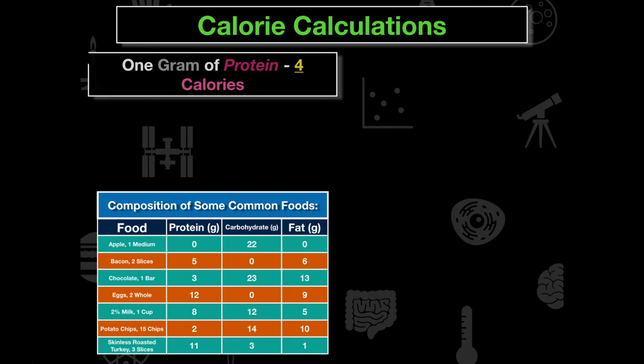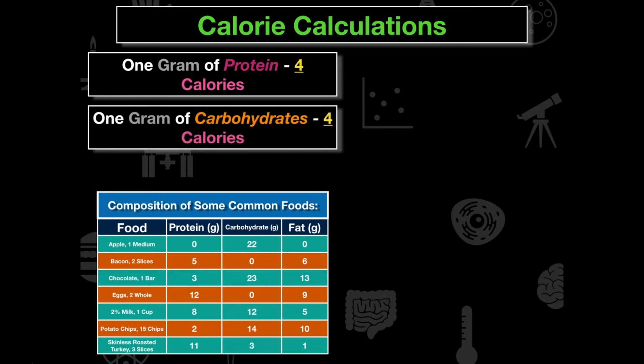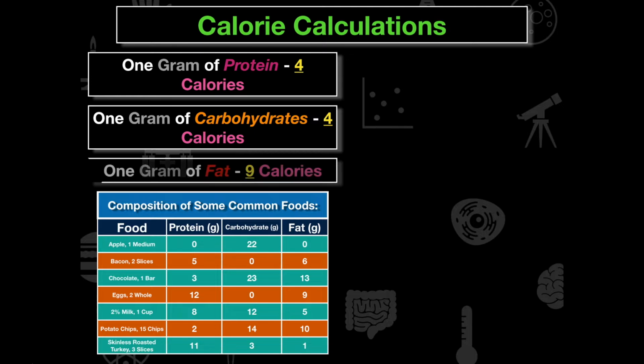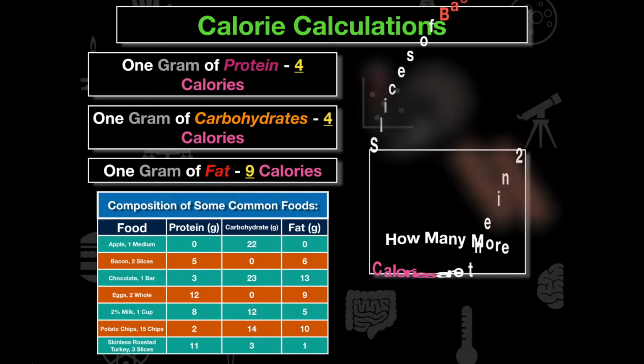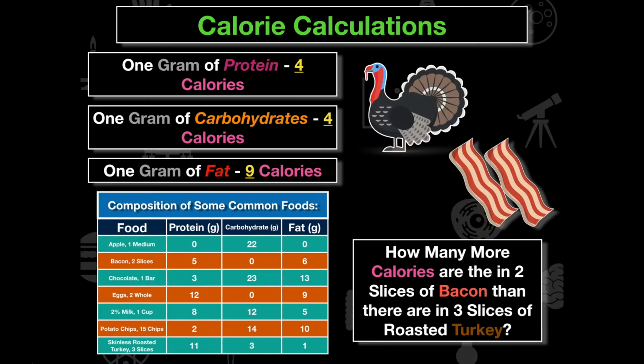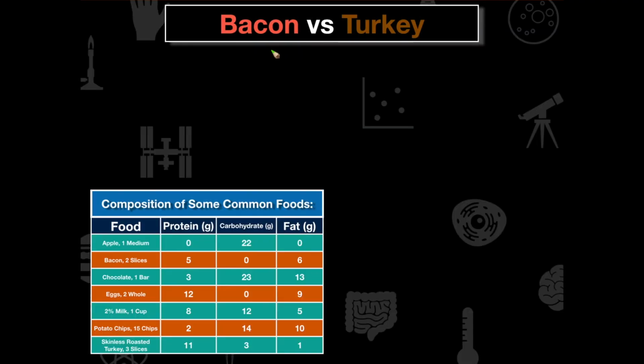Now, we can do basic calorie calculations using these estimations. 1 gram of protein is going to contain about 4 calories, and 1 gram of carbohydrates is also going to contain about 4 calories. Now, if we look at fats, fats are going to contain about 9 calories per gram. So if we compare bacon and turkey, we can do the calculation. We can see different quantities of masses and different quantities of energy that we're going to yield between the turkey and the bacon.